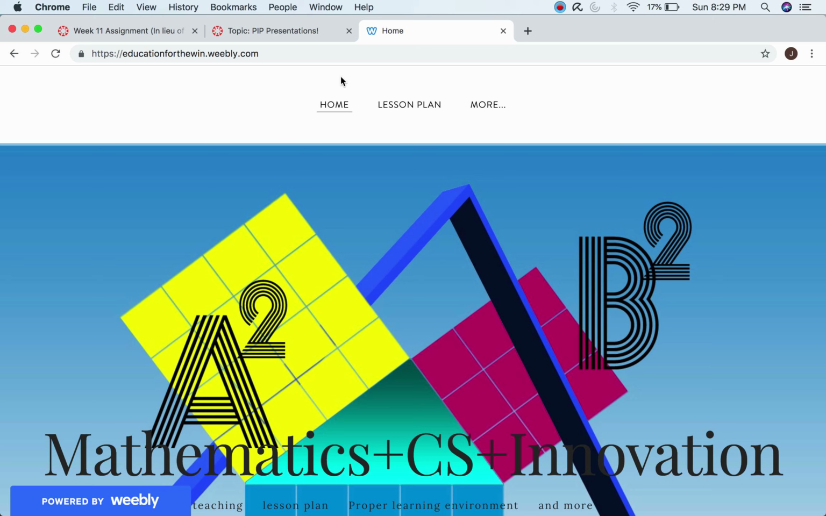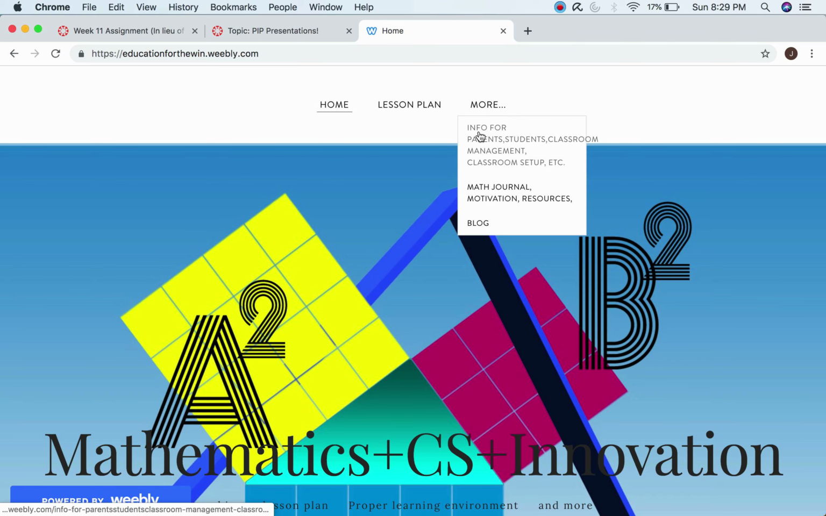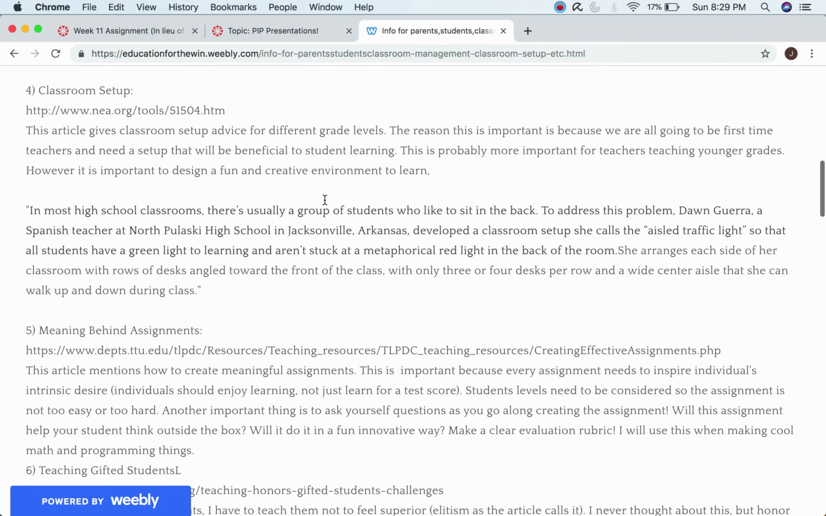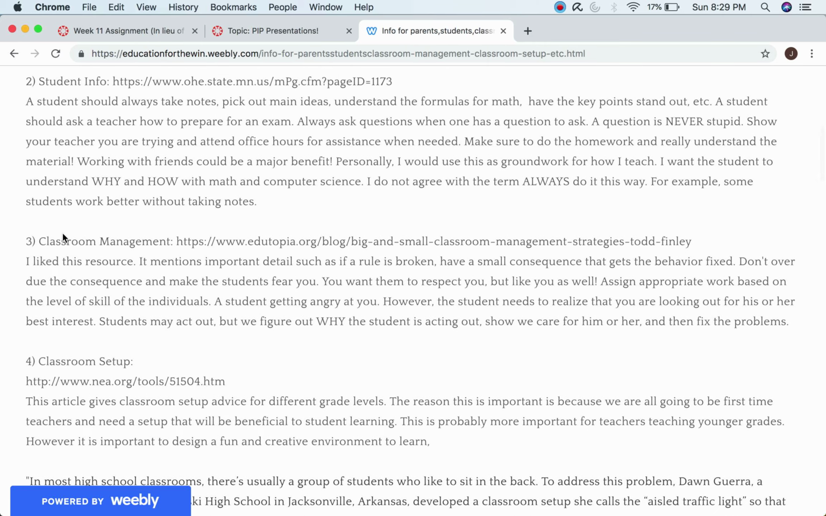So, my first PIP goal is to show I care to the students without losing control of the class and also being able to keep order. So one thing, if I go here, I have info for parents, management tools. One of my resources I really like is this one. It's classroom management. It's this link here. And I like that it says if a rule is broken, give a small consequence. We don't want to start with a huge consequence because we don't want our students to think our punishments are unfair.